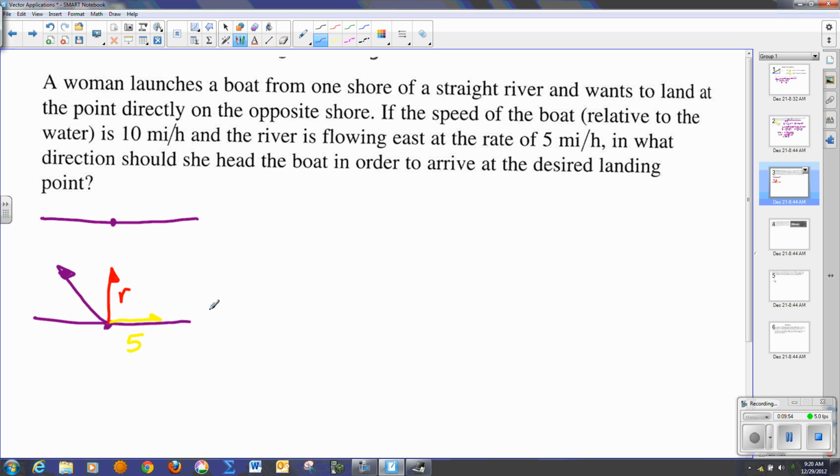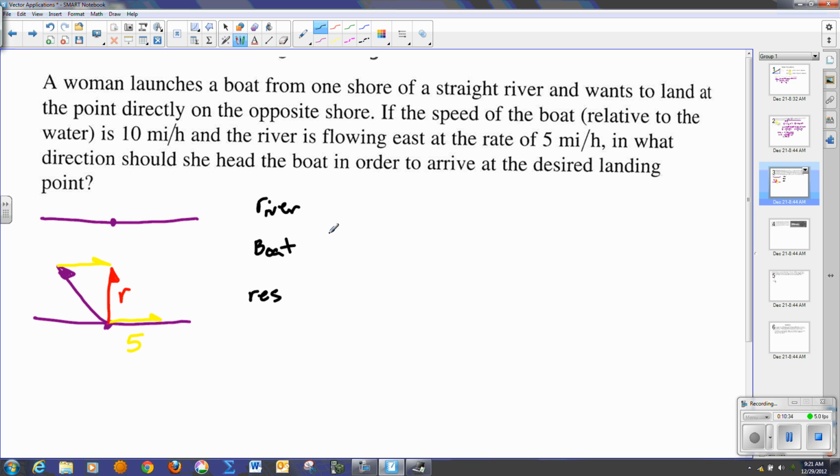So if you look at this, and I were to do a tip-to-tail calculation, you'll see that adding the boat movement to the river movement gets me my resultant, which is straight across. So think about what I'd have to do here. I'm going to call these three things as follows. I'm going to call this the river, the boat, and I'll call it my resultant.